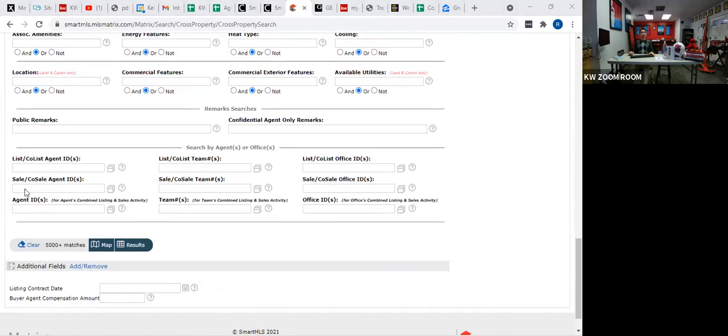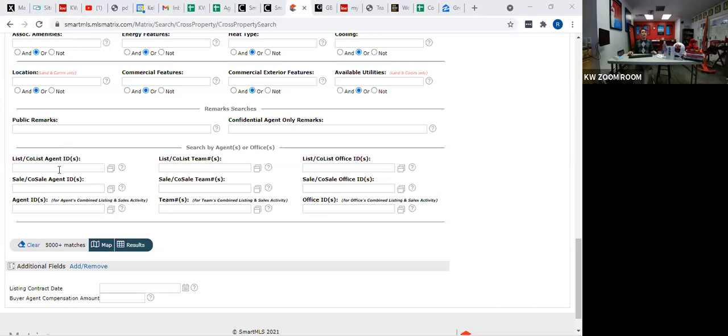The only other thing you do is scroll down to the bottom, and you can pop in the list agent and/or list office, or the sale agent and sale office. See down here it says office IDs for combined listing and sales. I encourage you not to use those. Run the list one and run the sale one and add them together, because I find that oftentimes you get a different number than if you let the MLS do the combined listing and sales activity. I'm not 100% sure why that is. I never spent a ton of time trying to figure it out. Instead, I just do them separately.